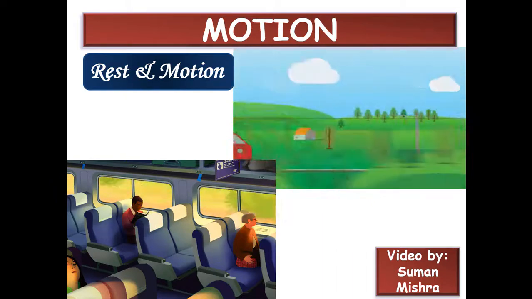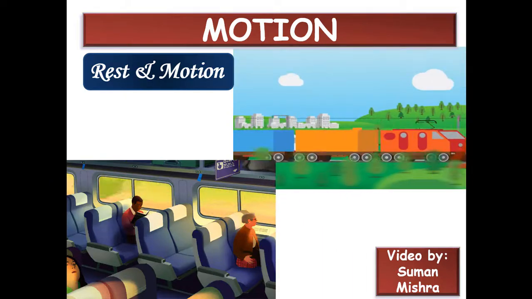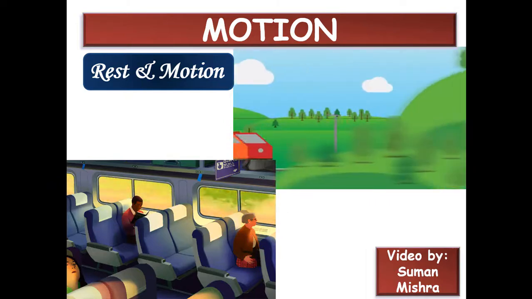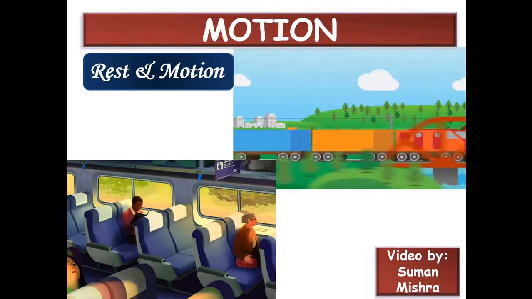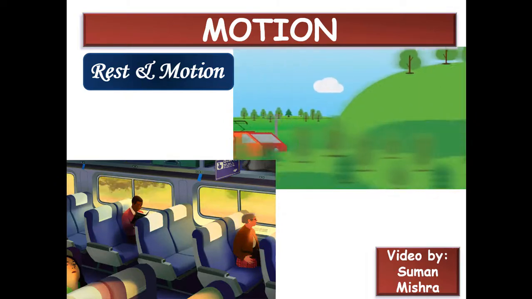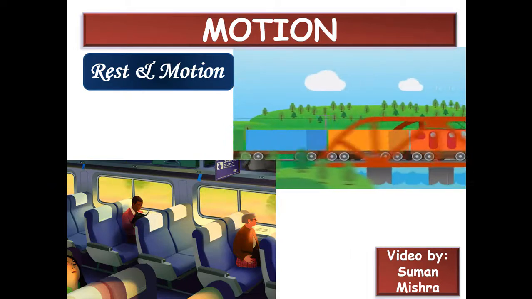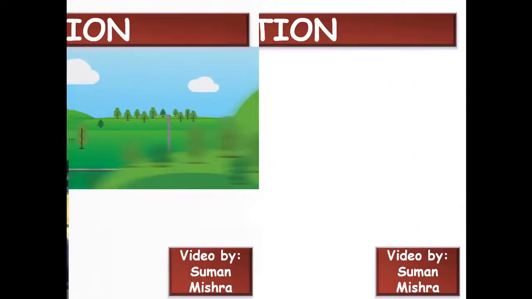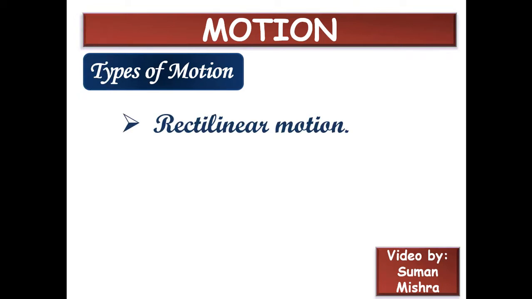So here we clear our concept that the same object can be at rest also and the same object can be in motion. It truly depends upon the point of reference or the frame of reference with respect to which we are considering it. Okay, now let us discuss what are the different types of motion. First type of motion is rectilinear motion. Straight line motion को हम rectilinear motion बोलते हैं.